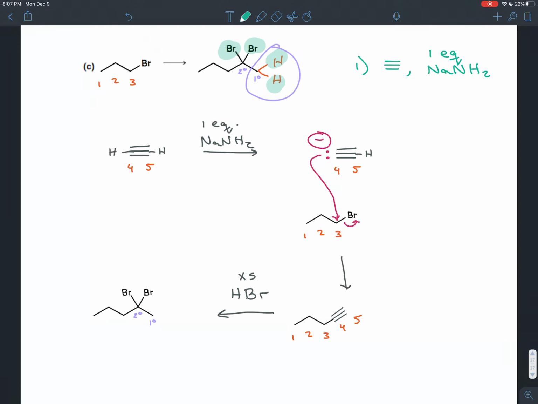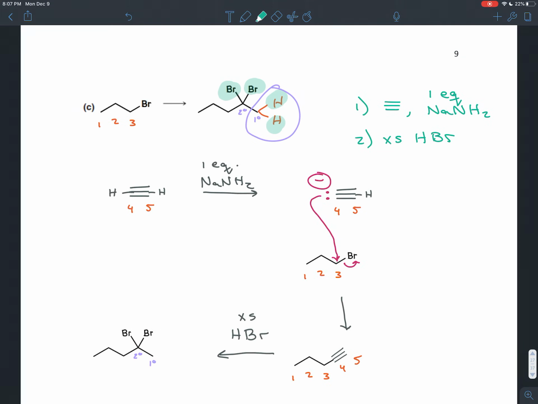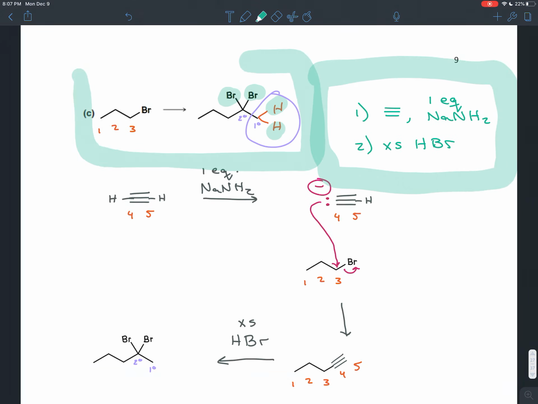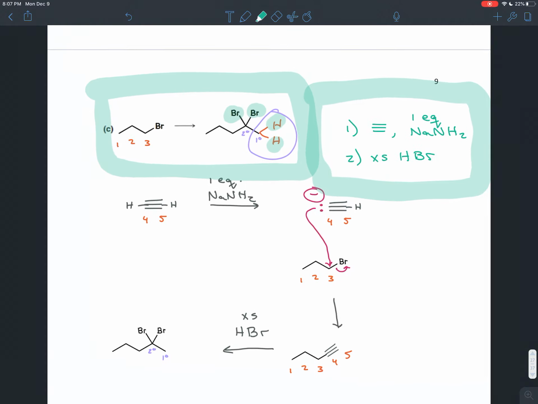Then you react that with your alkyl halide, and that brings us here. And in the second step, to use excess HBr, and that adds 2 equivalents of HBr in a Markovnikov way, and gives us our final product. So the synthesis really just has 2 steps, and with those 2 steps you can achieve that transformation.